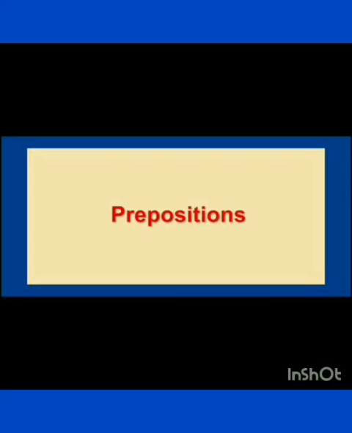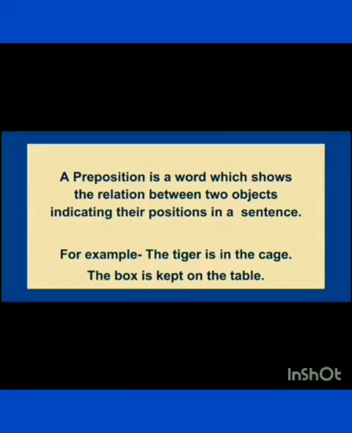Alright, so prepositions. What are prepositions? A preposition is a word which shows the relation between two objects indicating their position in a sentence. Prepositions are those words that help us to understand the position of one object with respect to another. They help us to understand where the particular object is in the sentence. To make it more clear, I have used certain examples.